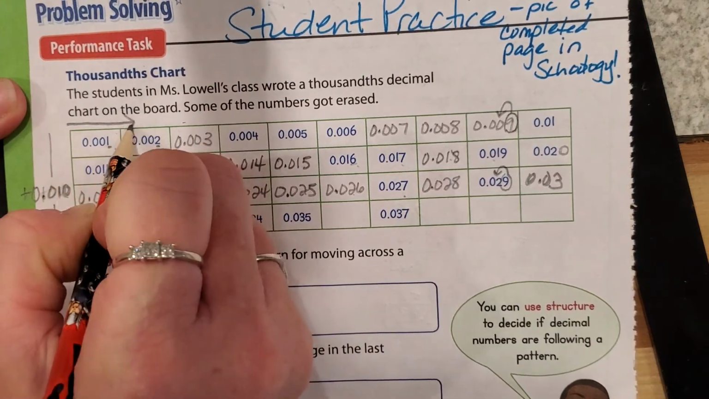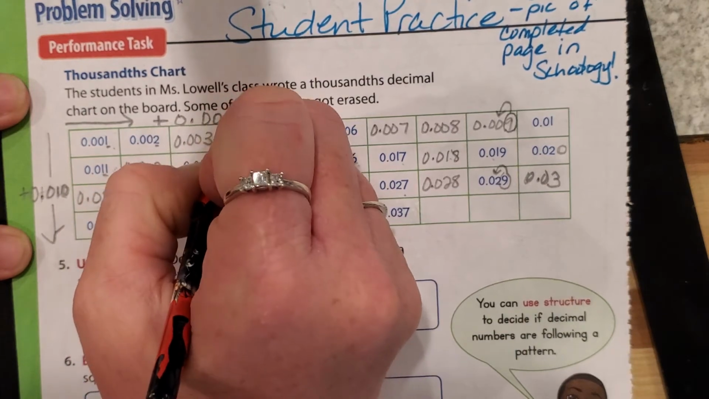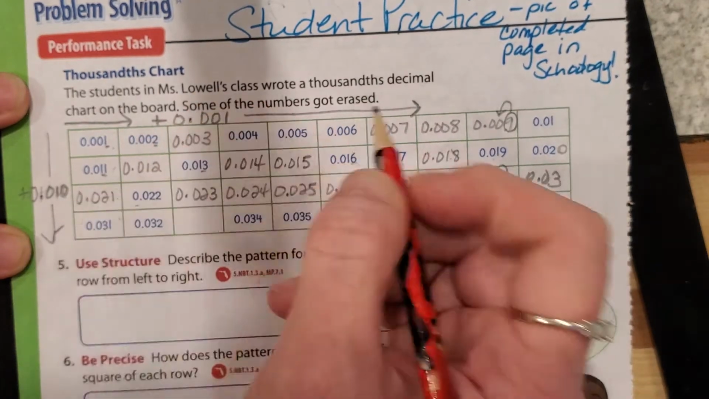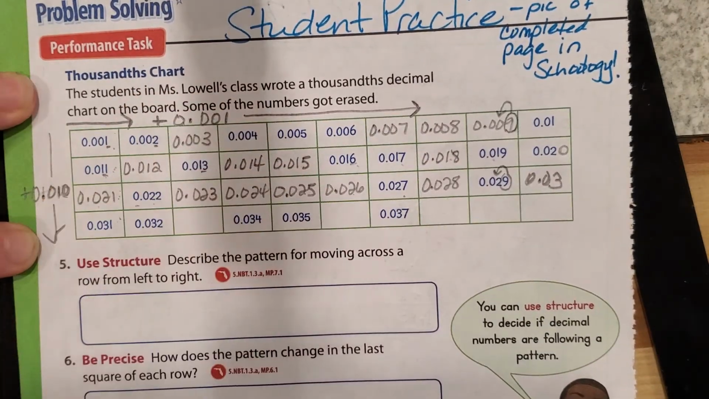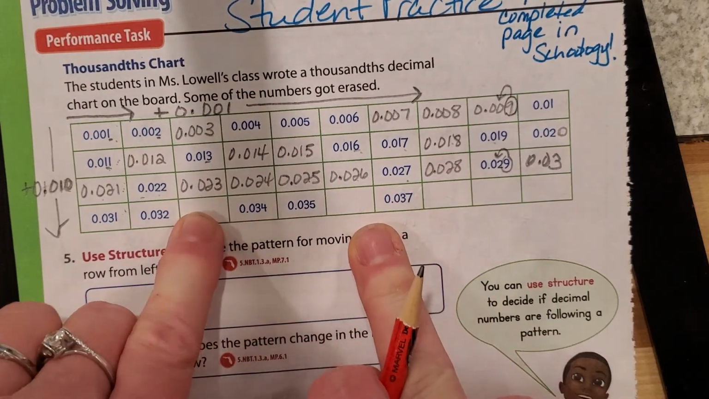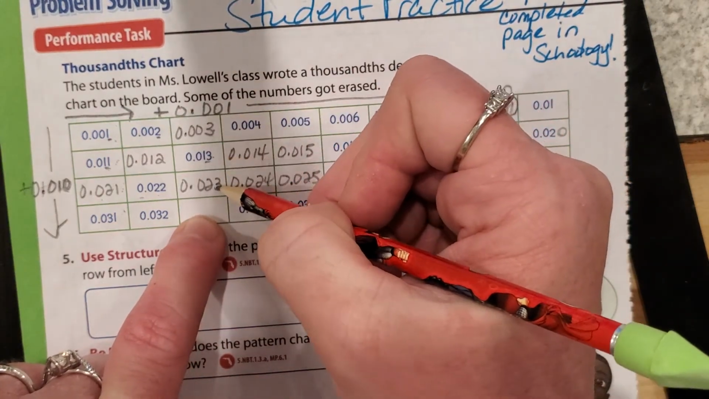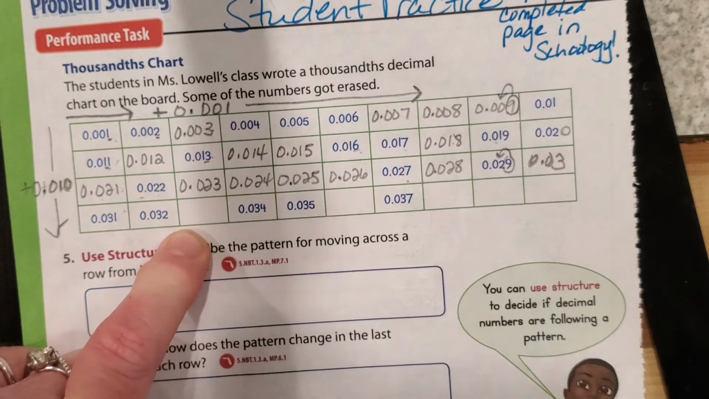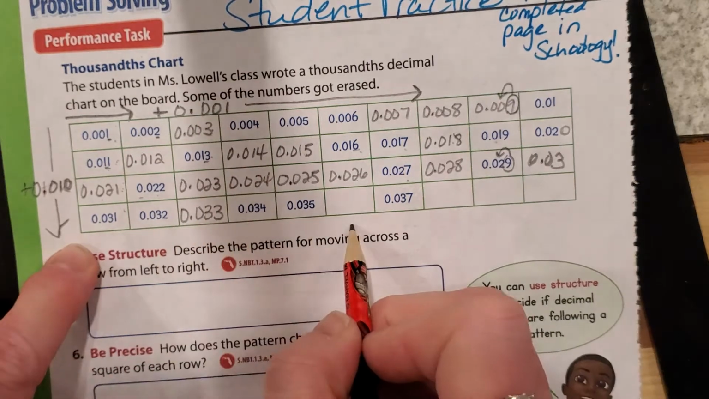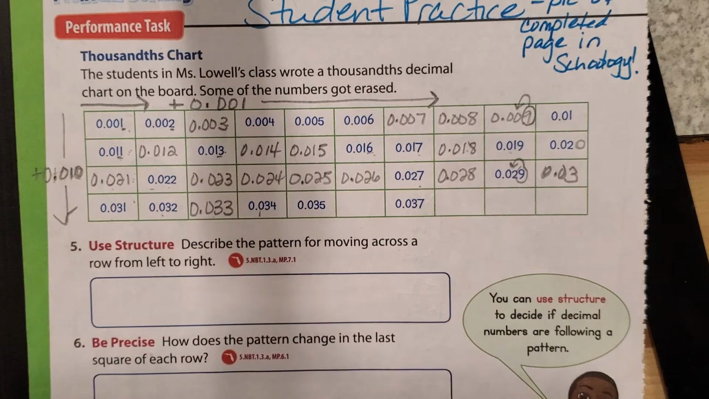Going side by side, we are adding 1 thousandth each way. So going this way, the pattern is adding 1 thousandth, and going this way, the pattern is adding 10 thousandths. That should make it a little bit easier for you to figure this out. Let's look at this logically. 3 plus 10 is 13. 13 plus 10 is 23. 23 plus 10 is 33. Now, did that fit in the plus 1 pattern? 31, 32, 33, 34. It sure did.